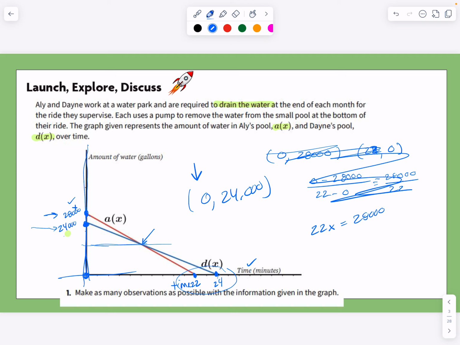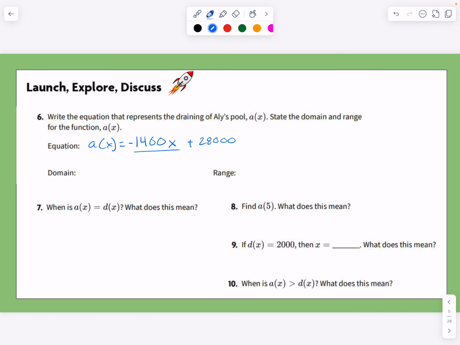I'm not really sure, divided by 22. Huh, I don't even know. Not going to worry about it because I have other things to do.